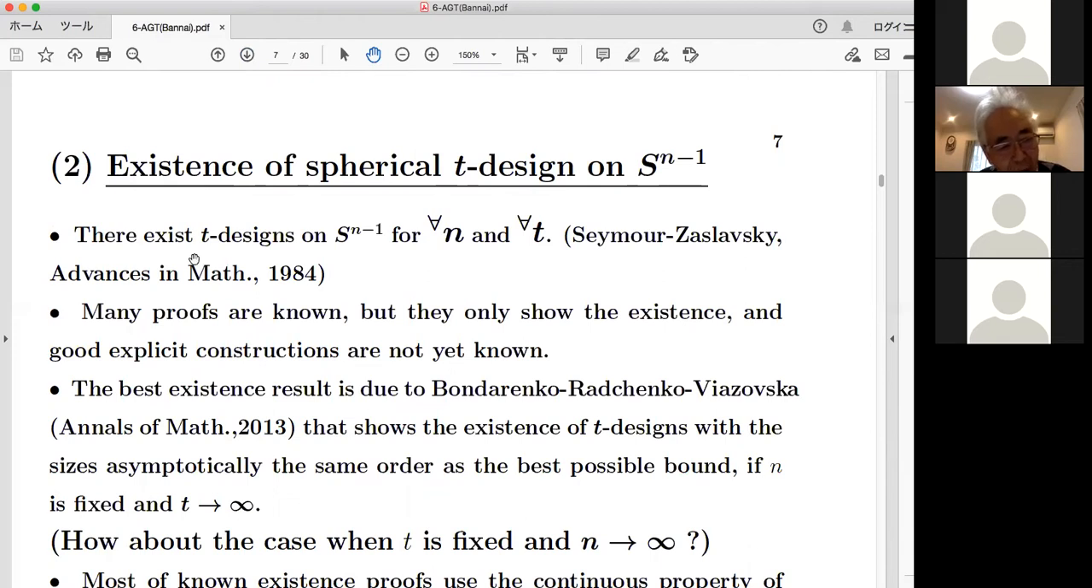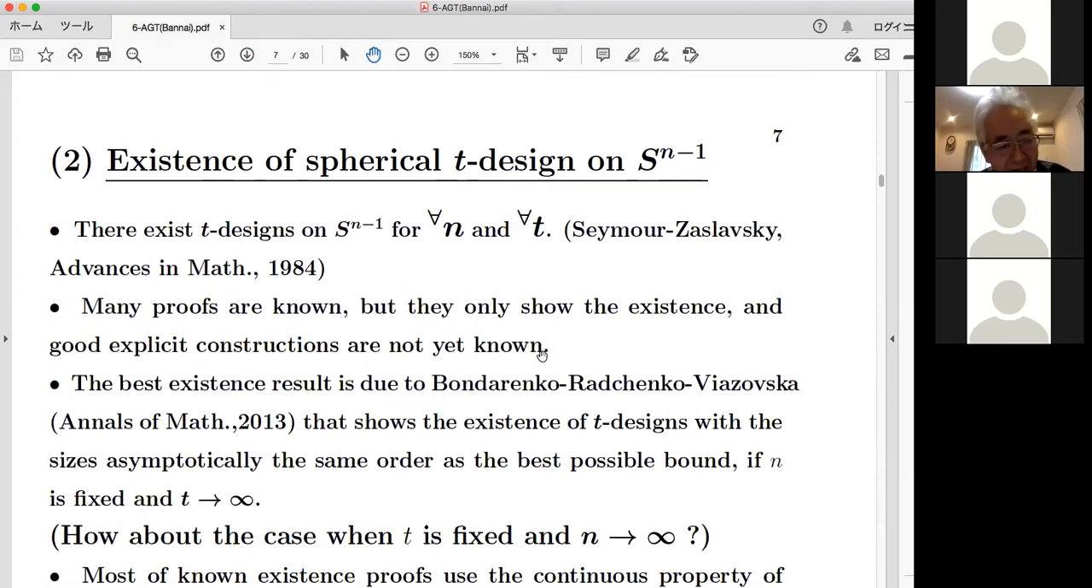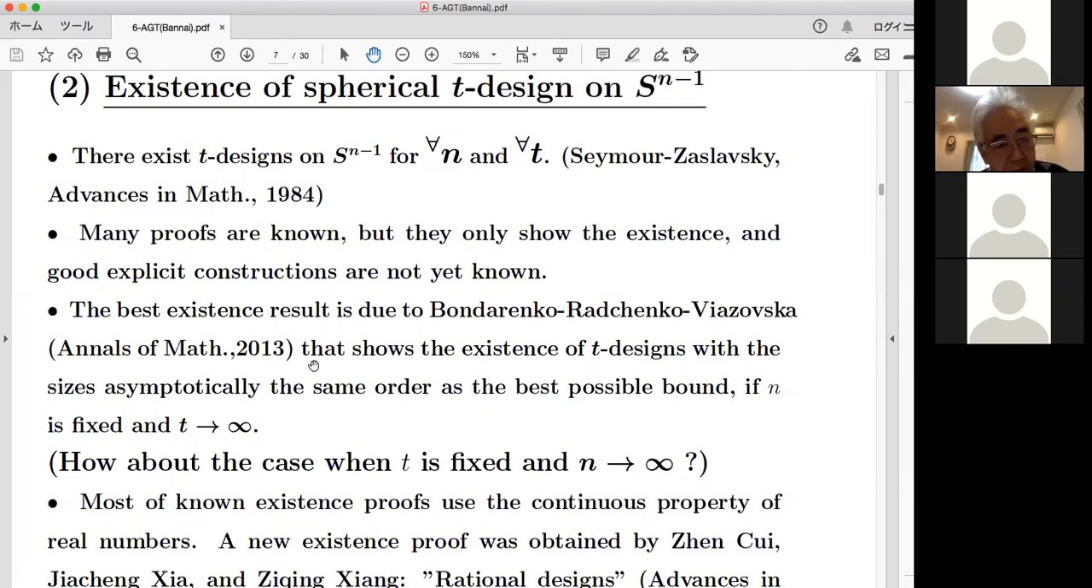Actually, we can show that there exist t-designs on S^{n-1} for any n and any t. This is a famous result by Seymour and Zaslavsky in 1984. Many proofs are known about this fact, but they only show the existence, and good explicit constructions are not yet known, but I will discuss this later.